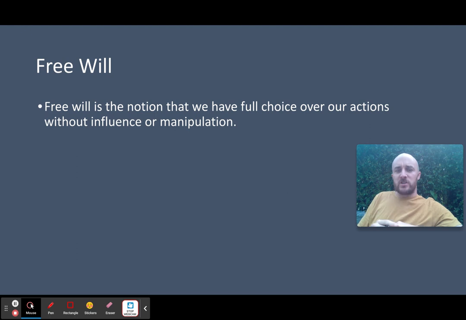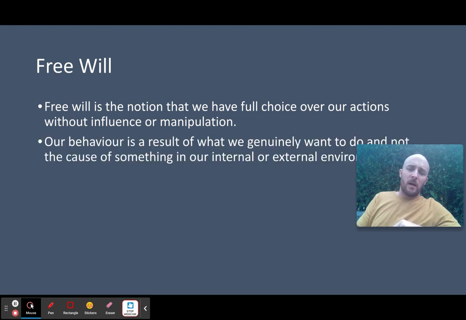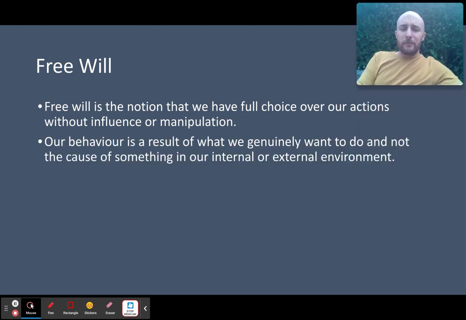What my question to you is, to what extent do you believe in it? Not the full extent, clearly, but, well, maybe you do. Right? Who am I to tell you that your beliefs are wrong, even though your belief would be wrong there? But anyway, so if you have free will, or if you believe in free will, our behavior is a result of what we genuinely want to do, and it's not the cause of some determinant that's either in our internal environment or is in our external environment.